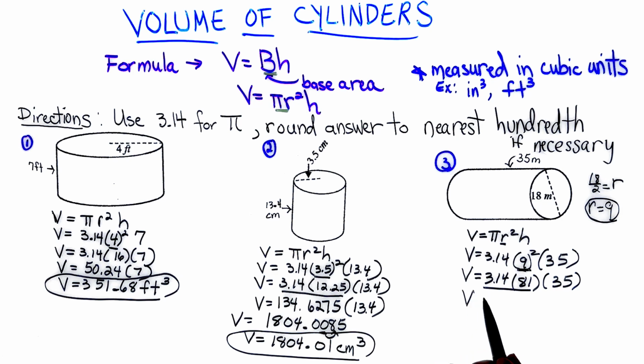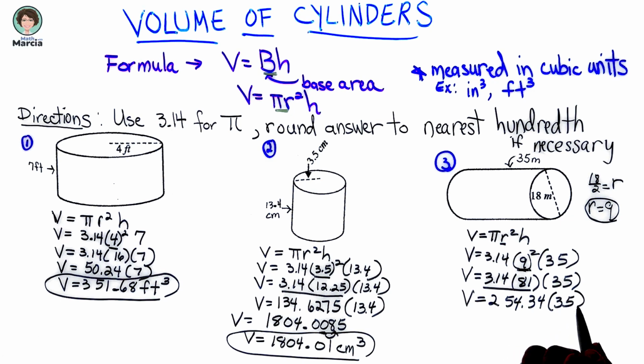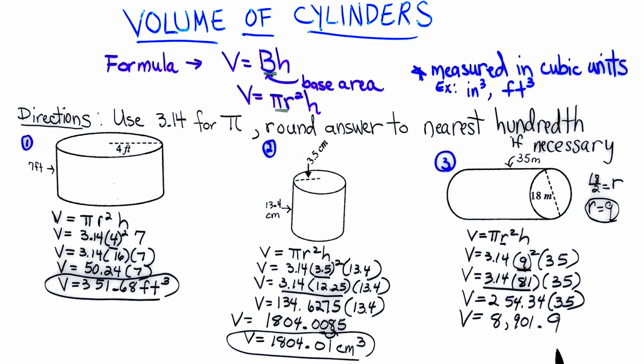When we do the first multiplication of 3.14 times 81, we get 254.34, and we're going to multiply that times 35. And our answer when we do that multiplication is 8,901.9, and it's meters cubed. We know that this is our answer because they said round to the nearest hundredth, but it wasn't necessary here. The only problem that was necessary was problem number 2 to do our rounding.